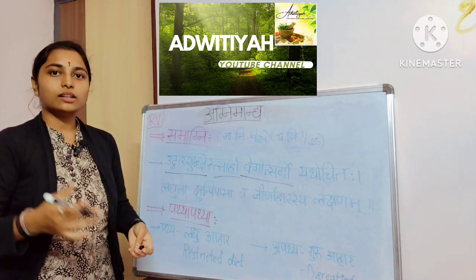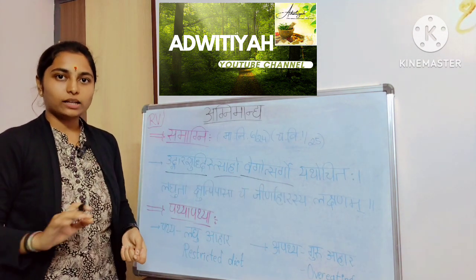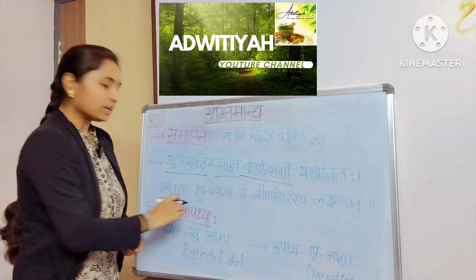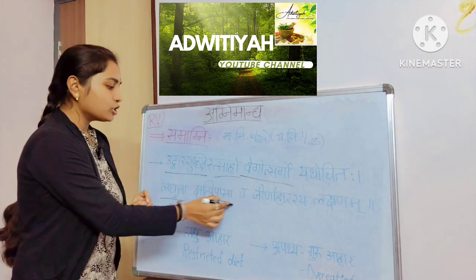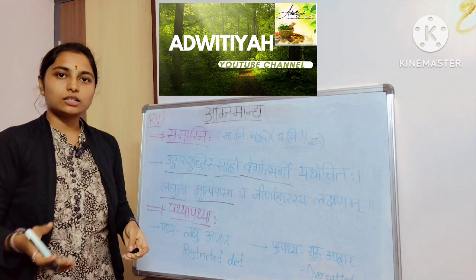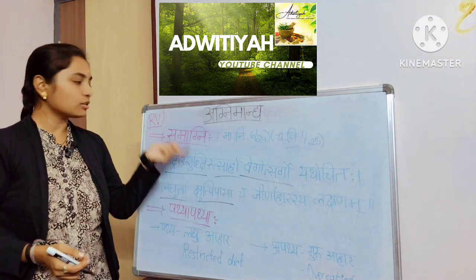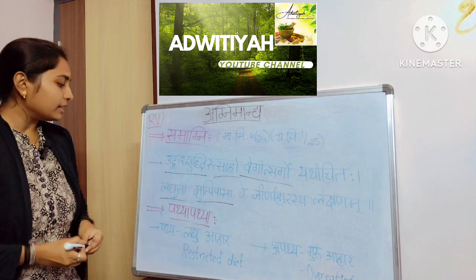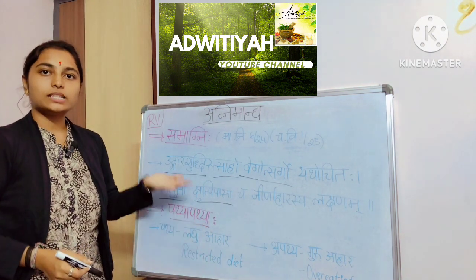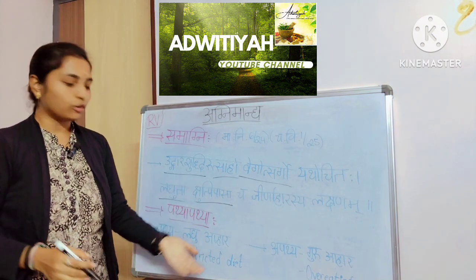Vegotsarga means the natural urges will be timely evacuated from the body. Laghuta, lightness of the body, will be there. Kshut pipasa, there will be timely urge of hunger as well as thirst. So these are the conditions of a Samagni person. Then Pathya and Apathya, which are to be followed and which are not to be followed.